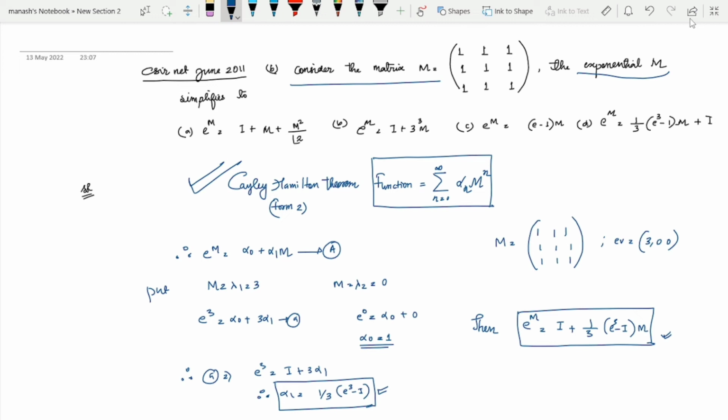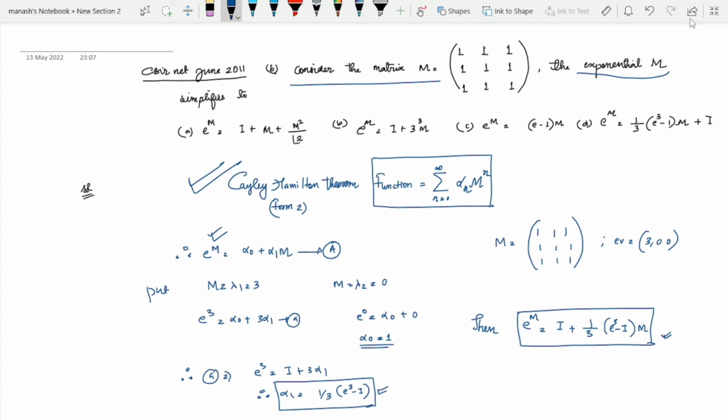Then if you expand it, the function here is e to the power M, right? But you may be asked to find any function, that is sin M, cos M, tan M, log M, right? Sine hyperbolic M, it can be anything. That is why I've written a function. The function can be anything. Then e to the power M is equal to alpha naught plus alpha 1 M, if you put n is equal to 0 and 1 here.